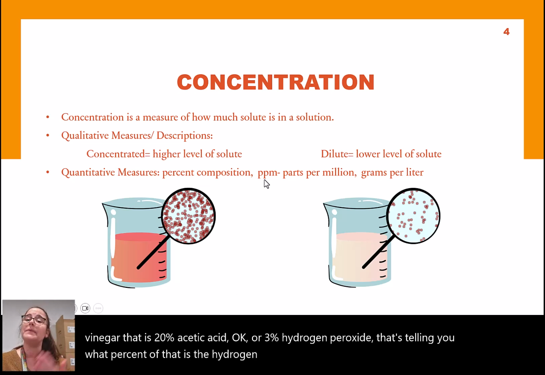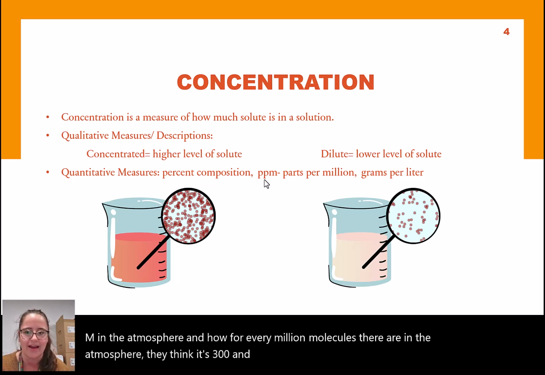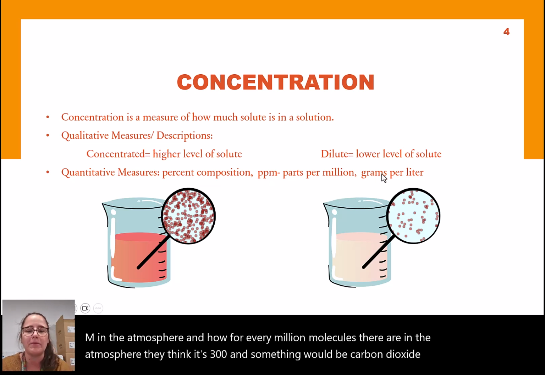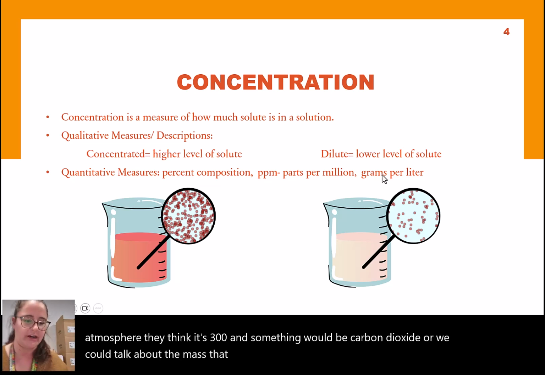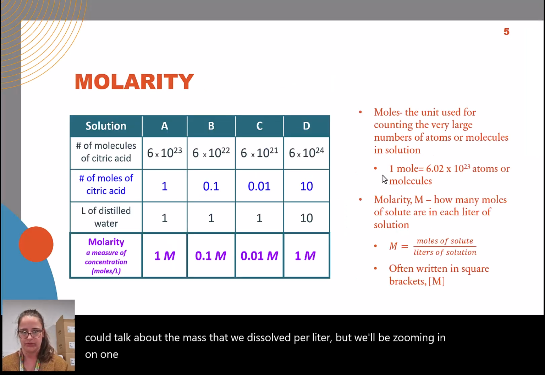We've talked about ppm in the atmosphere and how for every million molecules there are in the atmosphere, they think it's 300 and something would be carbon dioxide. Or we could talk about the mass that we dissolved per liter. But we'll be zooming in on the one that chemists use most often, which is molarity.